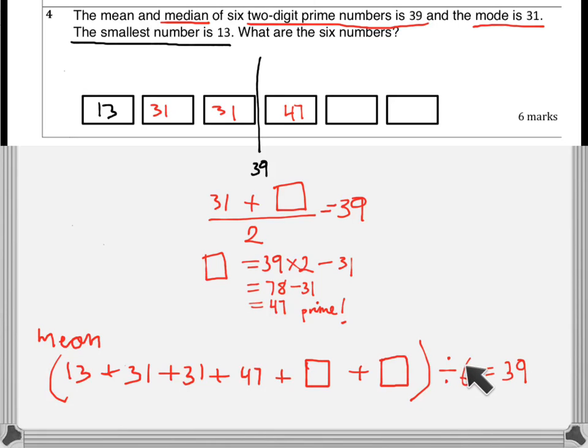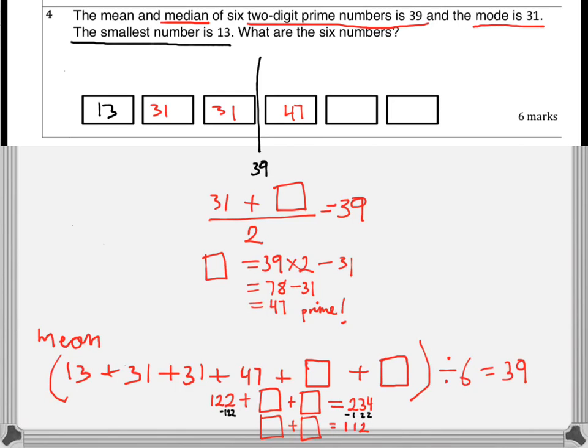So instead of dividing by 6 here, let's undo that division and do the inverse. Let's multiply. So this part has a total of 122 plus my 2 unknown numbers, and then I've got 39 multiplied by 6 to give me 234. Now let's subtract 122 on both sides. So I've got 2 numbers adding together to have a sum of 112.